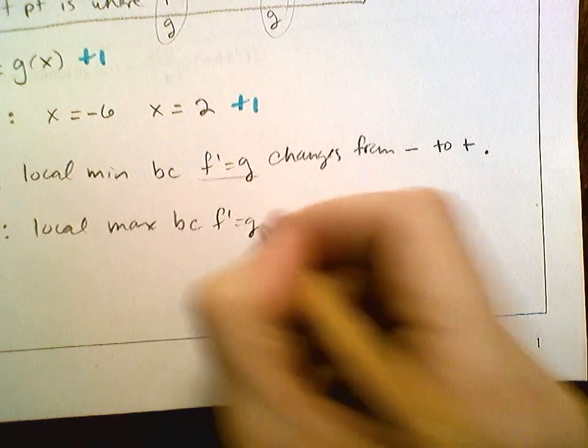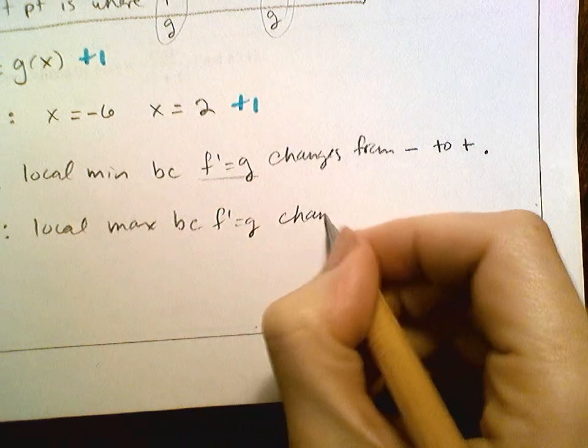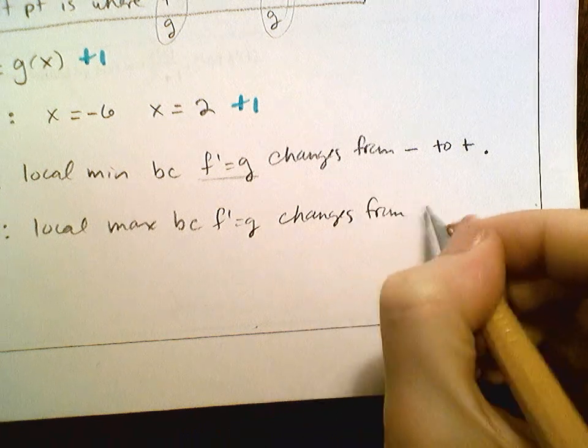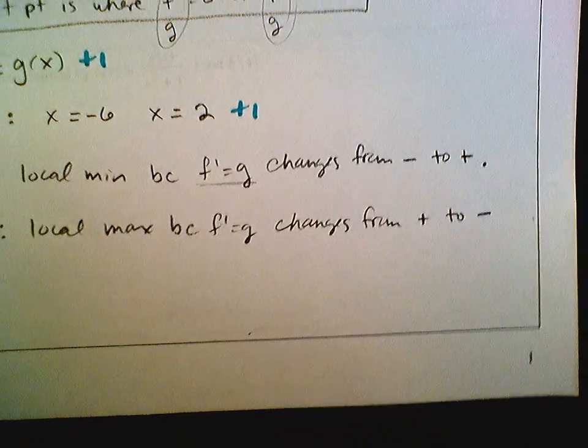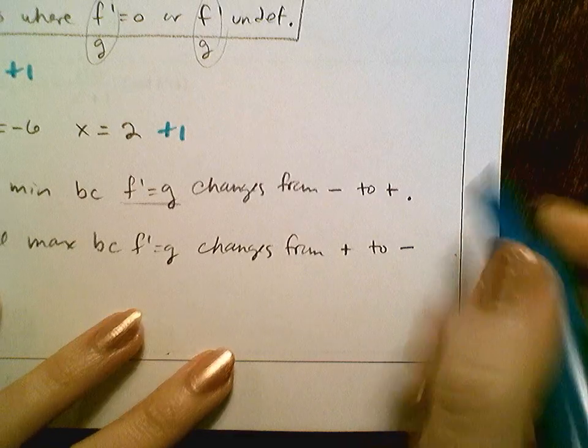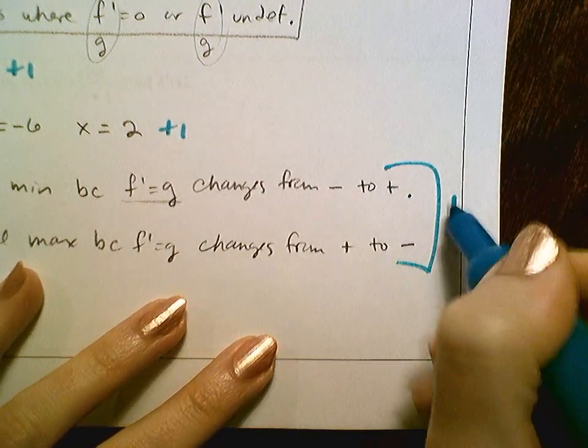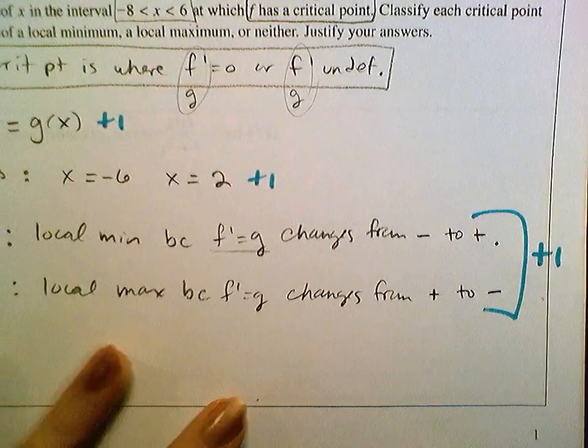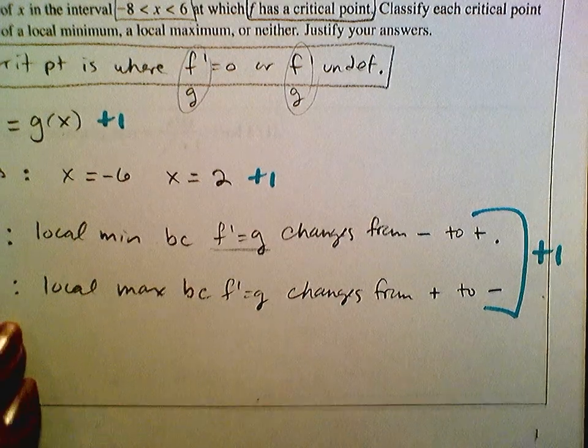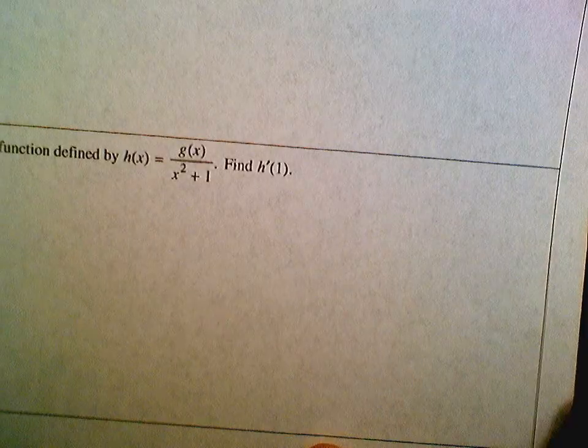Because f prime, which is equal to g, changes from positive to negative. And then there is your third. These together would be your third point. Okay, you can do that.